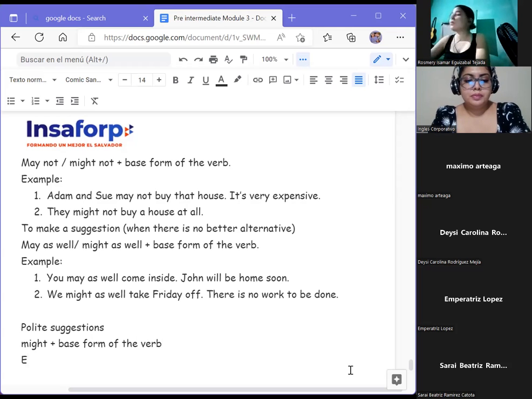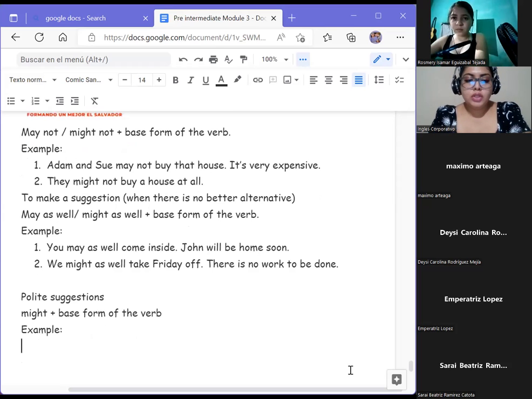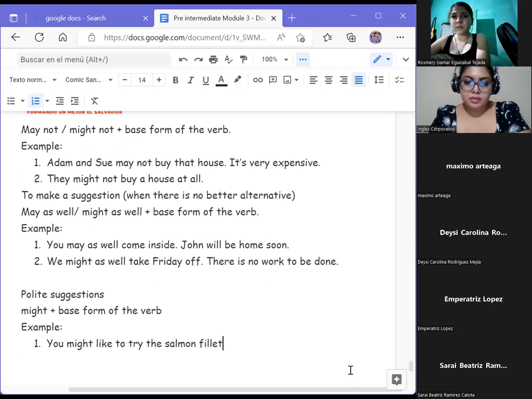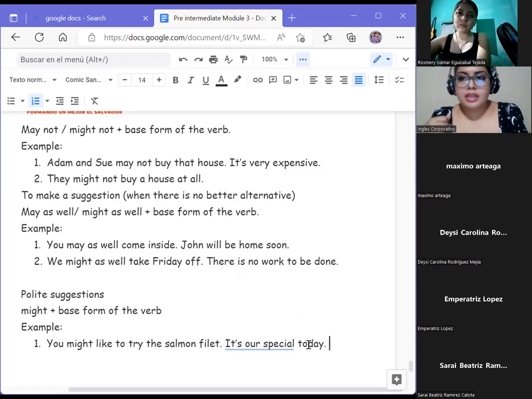And we have the example. And it says, you might like to try the salmon fillet, it is our special today. So in this case is when you are in a restaurant and the waiter is giving you some suggestions. So in that case, they need to sound very polite.